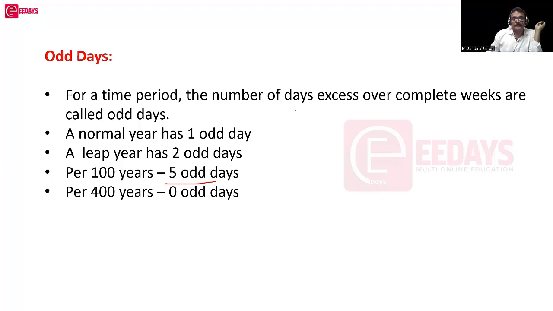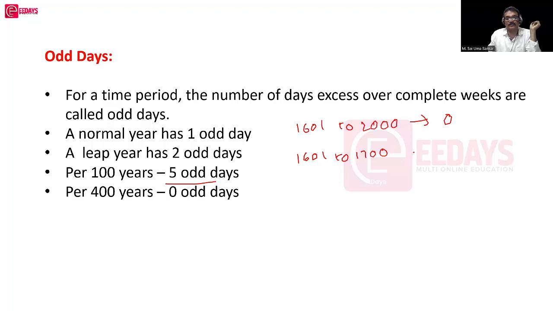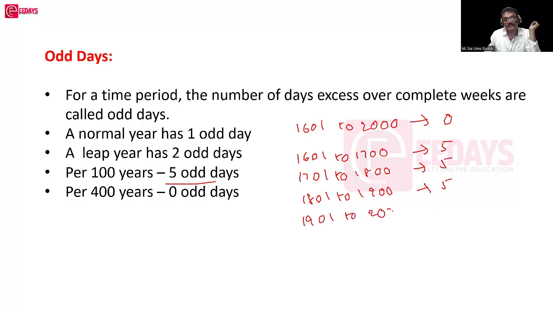That means from 1601 to 2000, how many odd days are there? That is equal to 0. Suppose 1601 to 1700, how many odd days are there? That is equal to 5. 1701 to 1800, how many odd days? 5. 1801 to 1900, how many odd days? 5. 1901 to 2000, how many odd days? That is equal to 6.